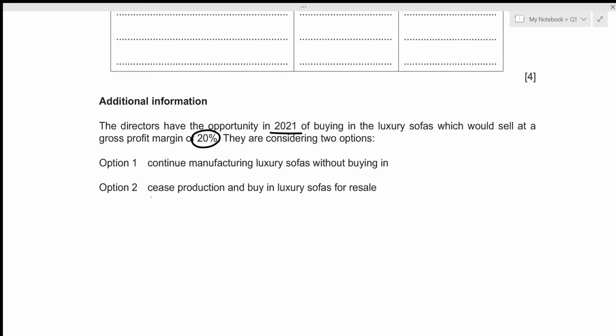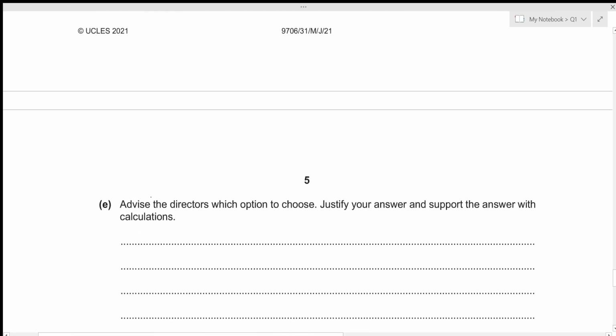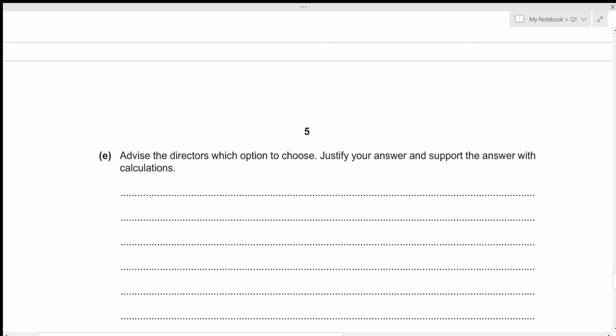Let's have a look at the question. Now we need to advise the directors which option to choose. We need to justify our answer and support the answer with calculations. So the very first calculation will be to calculate our gross profit that we currently have. Let's do that. So the gross profit margin of luxury sofas.